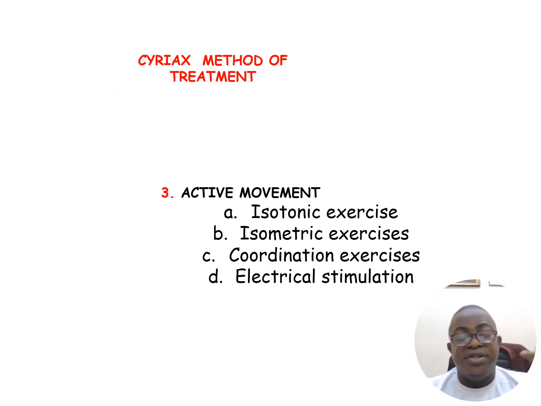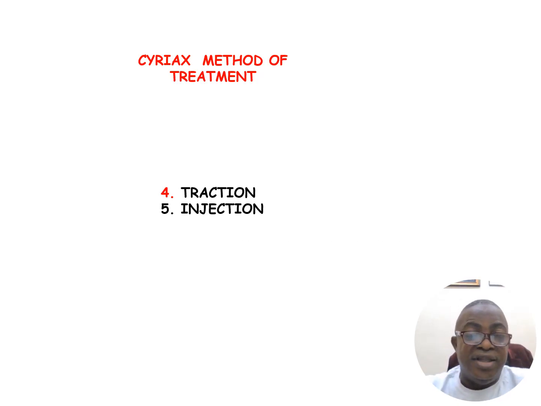So Cyriax uses deep frictional massage and passive mobilization as treatment techniques. He as well uses active movements to treat his patients in the form of isotonic exercises, isometric exercises, coordination, and even utilizes electrical stimulation. And finally, Cyriax also carried out traction and injection. Now, I said the detail of all these techniques is beyond the scope of this introductory lecture to Cyriax. In our subsequent training, advanced manual therapy, we'll be able to mention how these specific techniques are used to treat different parts of the body. So that's where we're going to stop today.